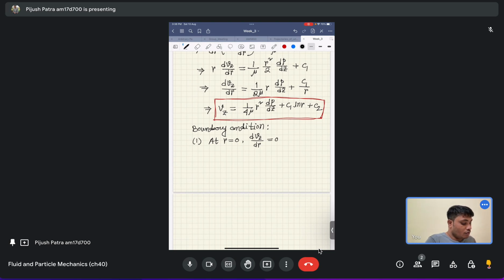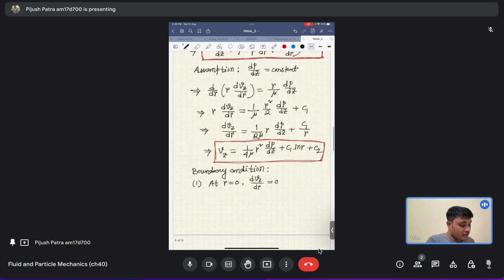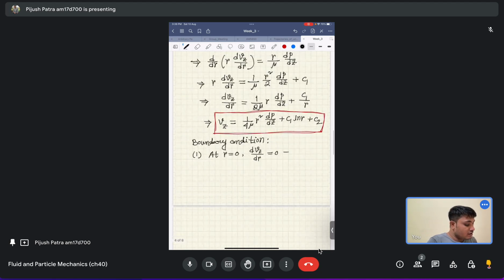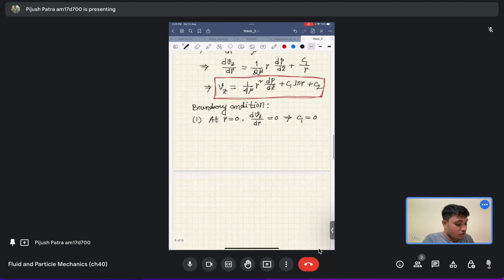What I get from here, so dVz/dr in this expression at r equals 0, that means c1 equals 0. You can easily see that the velocity along the r direction should not have a logarithmic function ln of r. It is not possible. So that means c1 is equal to 0. What about my second boundary condition? At r equal to capital R, my Vz is equal to 0. That is called the no slip boundary condition.